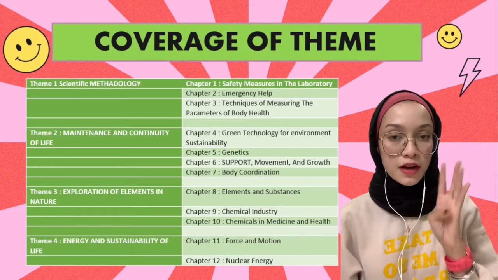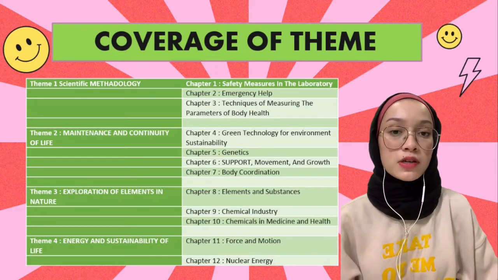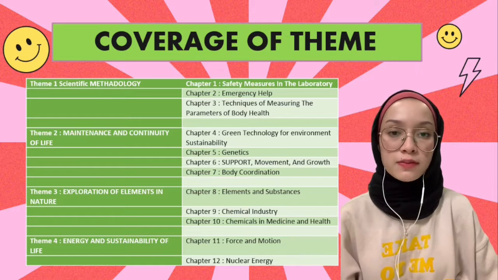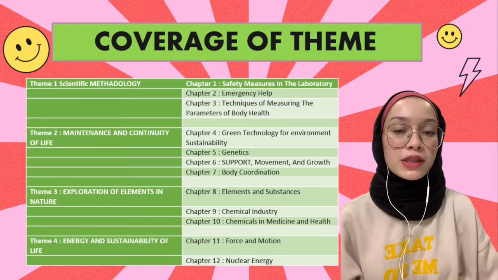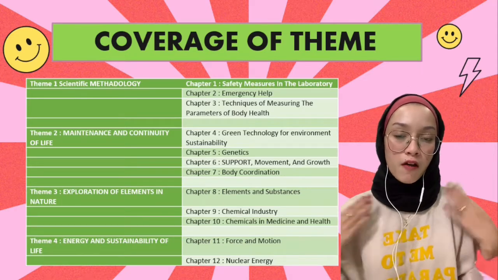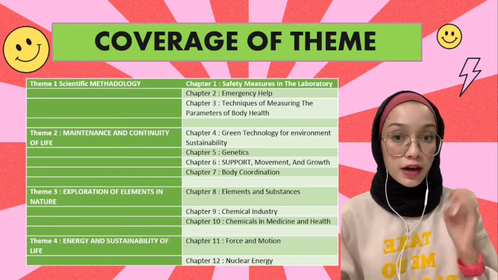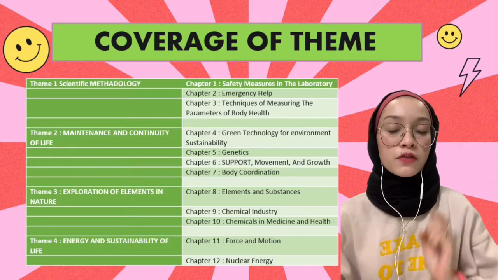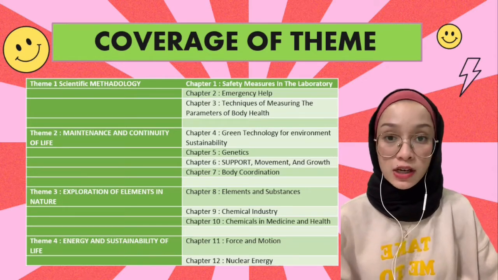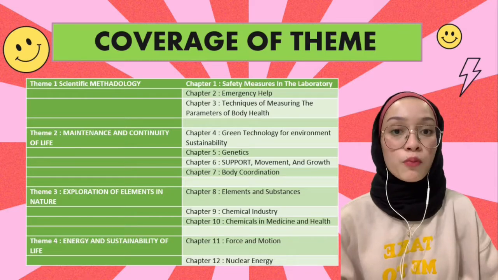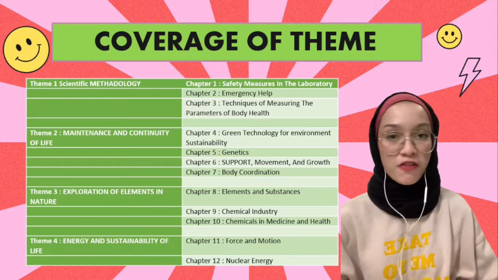In these textbooks, there are 4 themes. Theme 1, Scientific Methodology. There are 3 chapters under it: Chapter 1, Safety Measures in the Laboratory, Chapter 2, Emergency Hub, meanwhile Chapter 3, Techniques of Measuring the Parameters of Body Health. In Theme 2, Maintenance and Continuity of Life, there are 4 chapters under it: Chapter 4, Green Technology for Environment Sustainability, Chapter 5, Genetics, Chapter 6, Support, Movement and Growth, Chapter 7, Body Coordination. That was my favorite chapter.